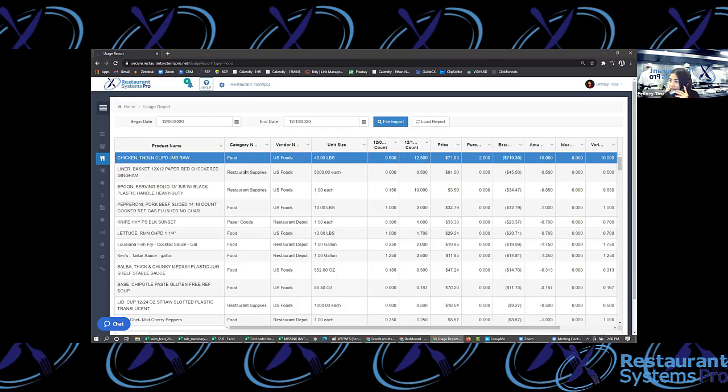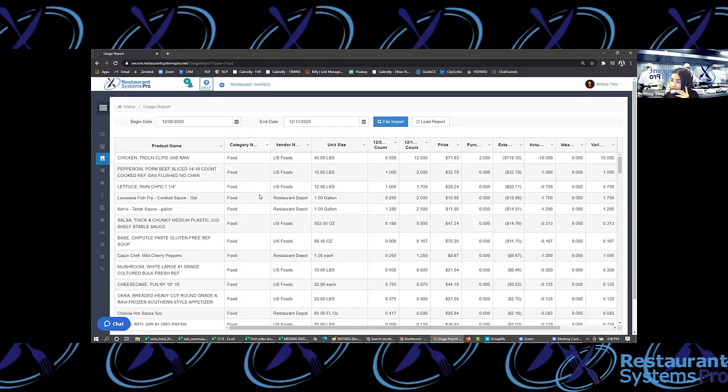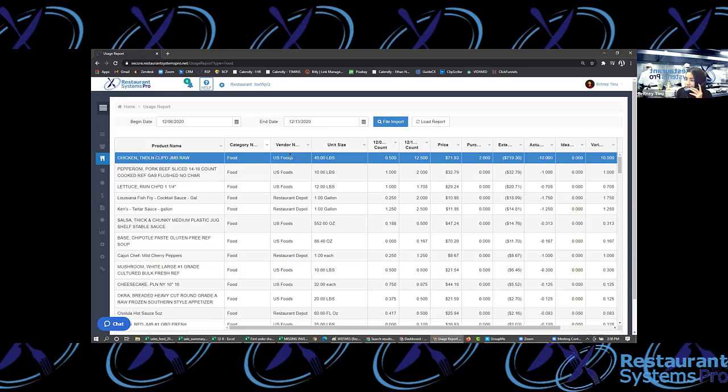I don't tend to focus right now, until we're a little bit further into inventory, on restaurant supplies because they're not applying to your cost of goods sold. So I'm going to filter this to just food using this category name column. And now that I'm filtered to food, if you or I see anything that's absolutely not food, you just let me know. All right, so chicken tenders.